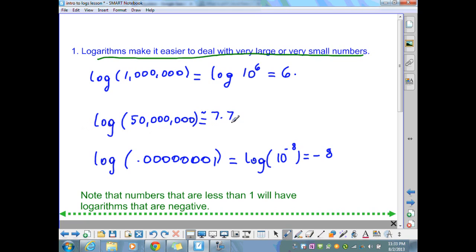Same thing, log of 50 million is just 7.7. Log of this very small number is -8. Again, a whole number.